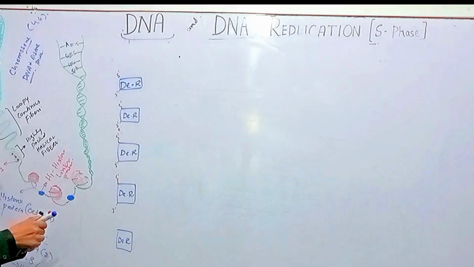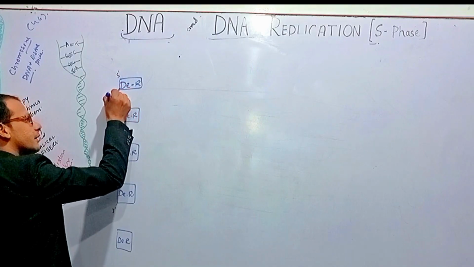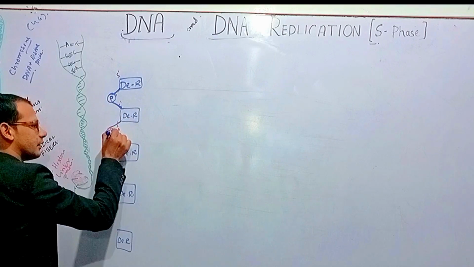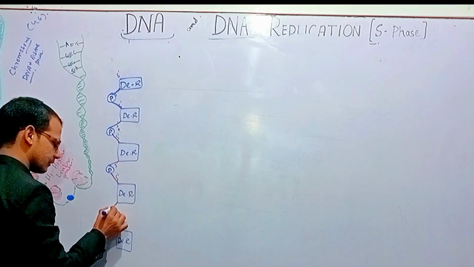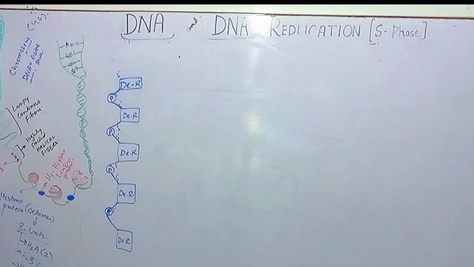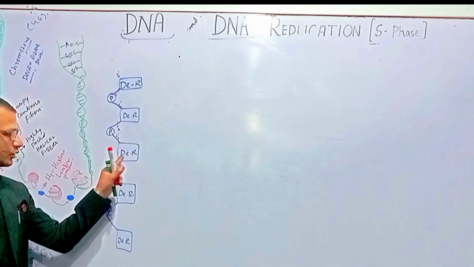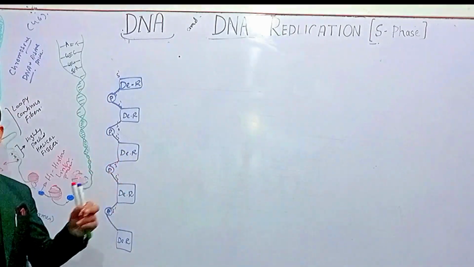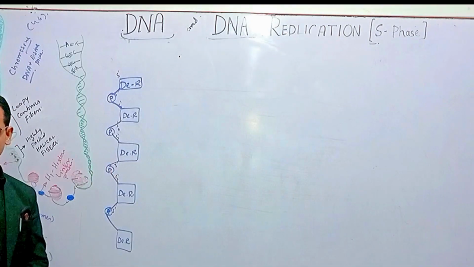These sugar units are attached by phosphate molecules like this, right? And this is what? This is nucleoside or nucleotide? This is an incomplete nucleotide because it's only deoxyribose, pentose sugar, and phosphate group.